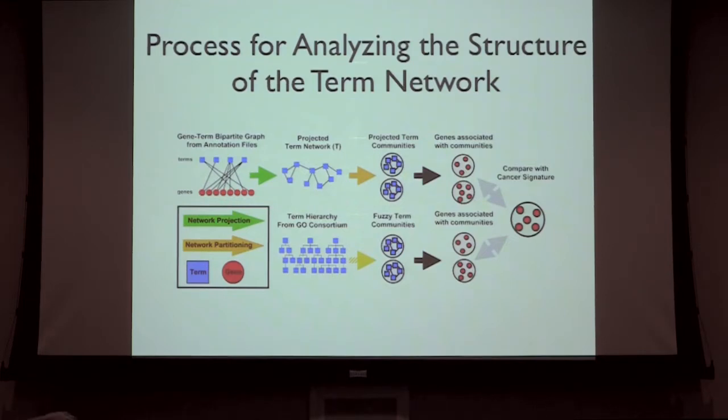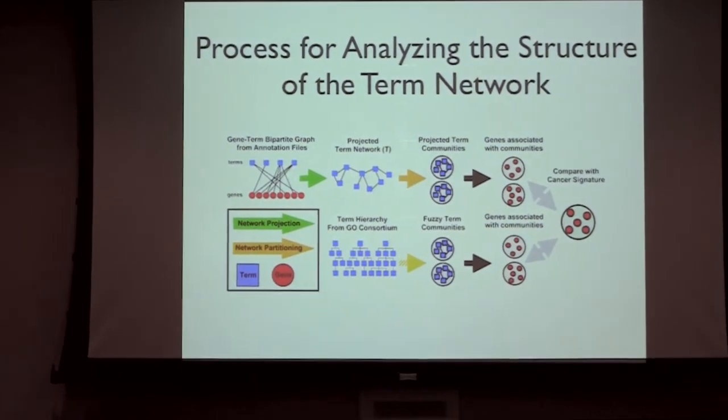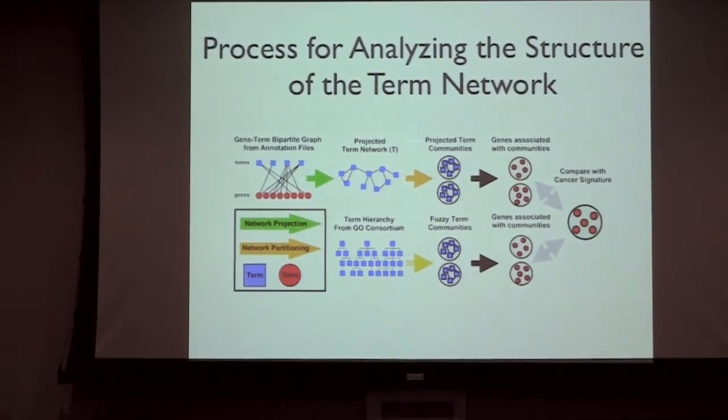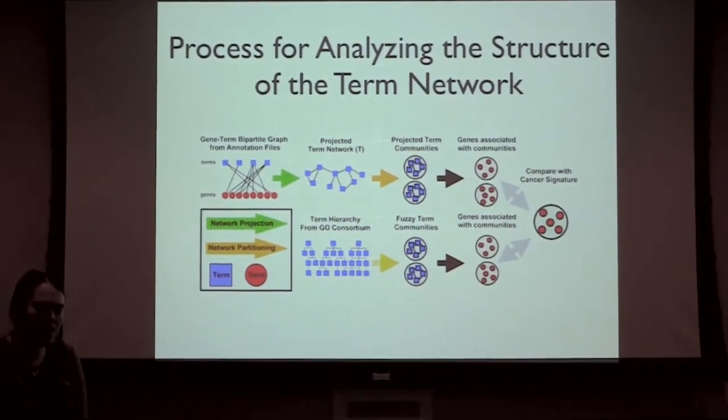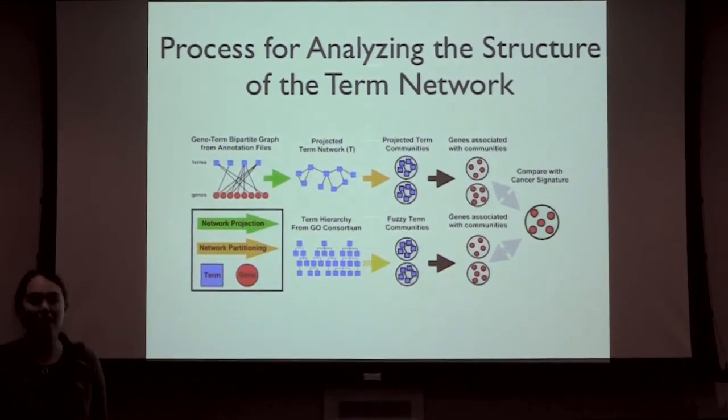And so then we do the same process of finding the genes associated with these branches, and we compare the significance of these kinds of sets to the cancer signatures. To say, okay, well, which view of grouping biological functions together actually is more consistent with the kinds of biological functions that we find from these gene signatures.